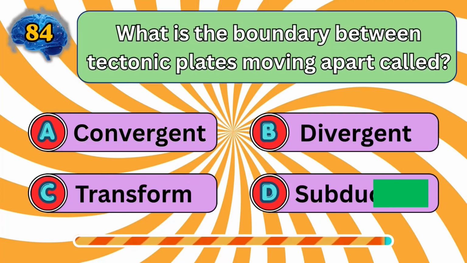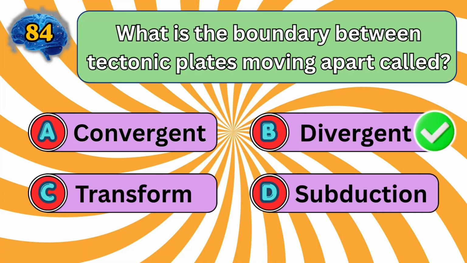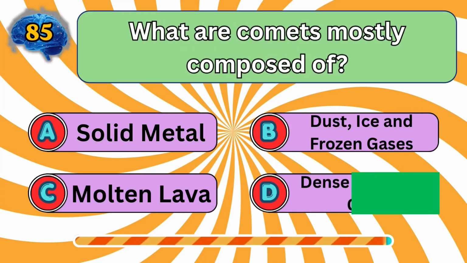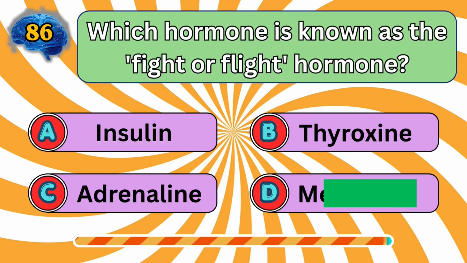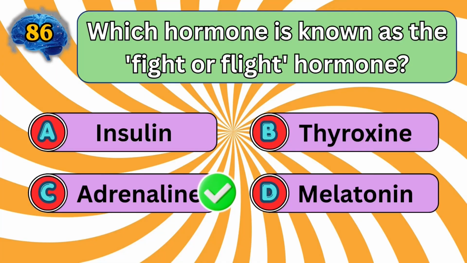What is the boundary between tectonic plates moving apart called? Convergent, divergent, transform, subduction. Divergent. What are comets mostly composed of? Dust, ice, and frozen gases. Which hormone is known as the fight or flight hormone? Insulin, thyroxine, adrenaline, melatonin. Adrenaline.